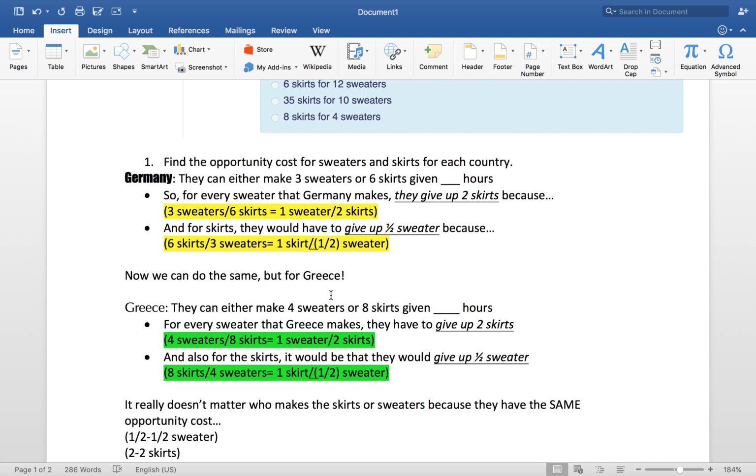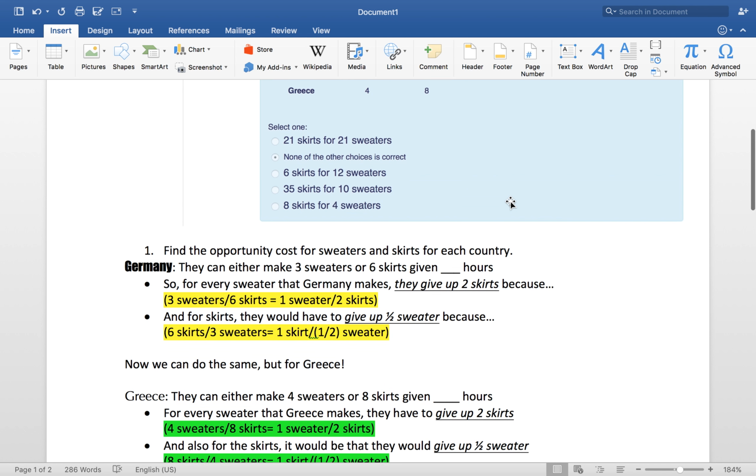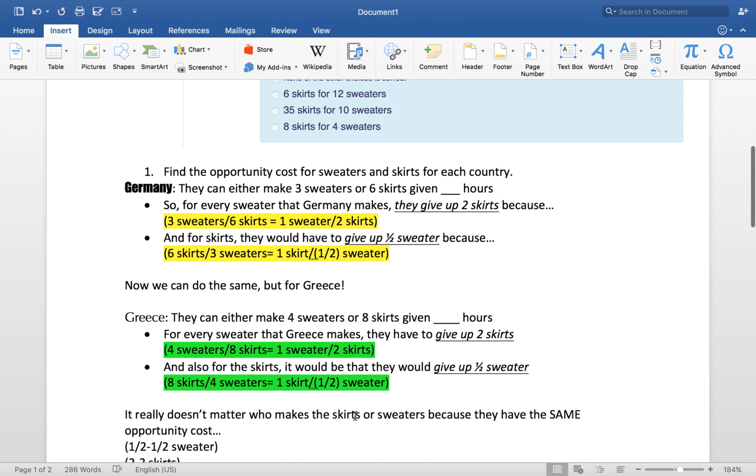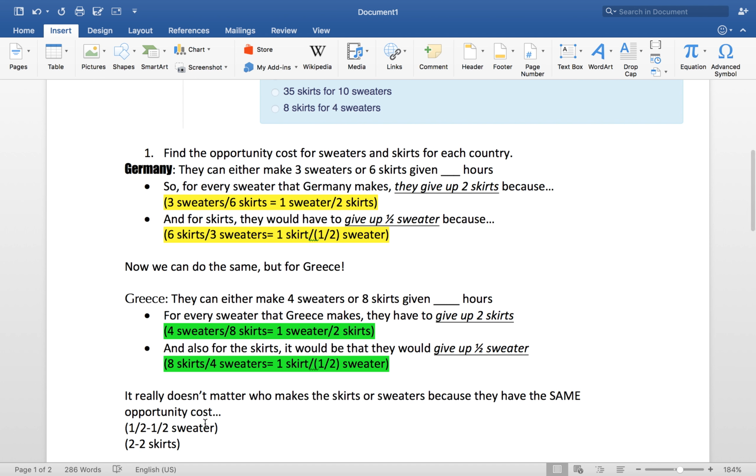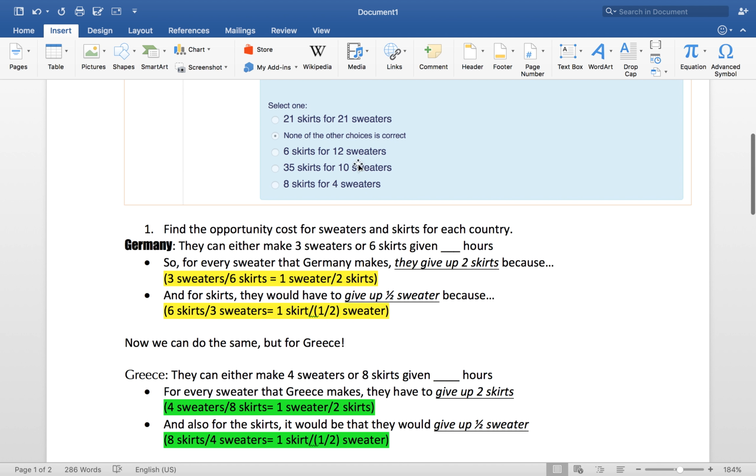Knowing that, now we can probably cross out some answers. We can definitely cross out the 21 skirts for 21 sweaters because that ratio is 1-to-1. That means that deal would say that each country would have to give 1 skirt and 1 sweater, and that's not their terms. That's not their deal. Their deal is only half a sweater and 2 skirts, not 1 sweater or 1 skirt. So we can definitely cross that out.